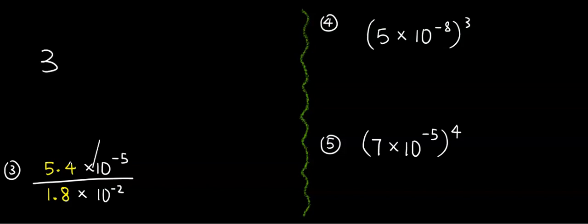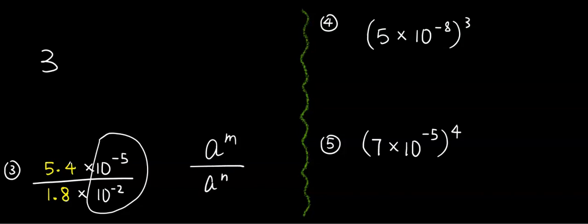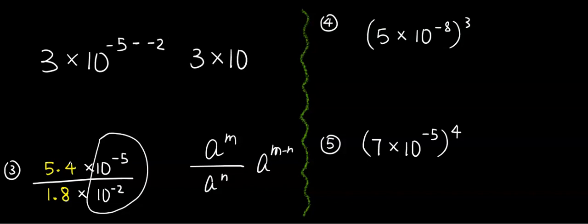Next one, let's look at this part. Did you remember this rule? Same base and different powers divided, so we're going to keep the base, subtract the power. So we have 3 times 10 to the negative 5 minus 2, which is negative 7... we have 10 to the negative 3. Now we can circle our final solution.